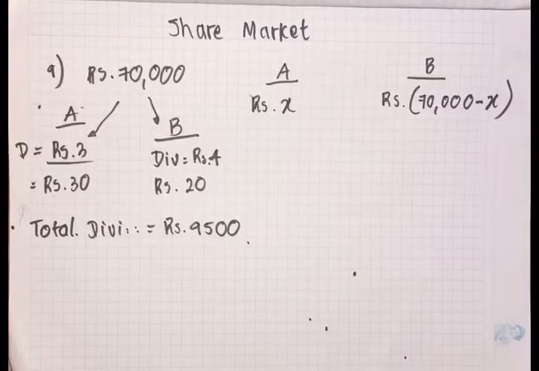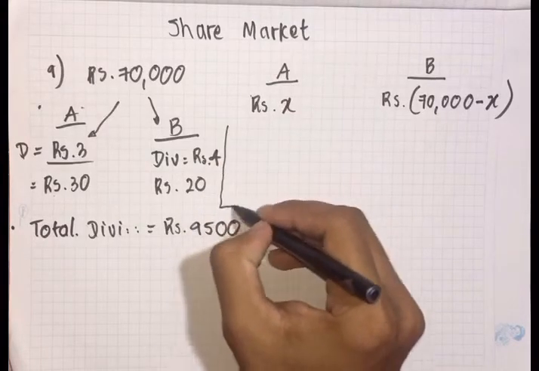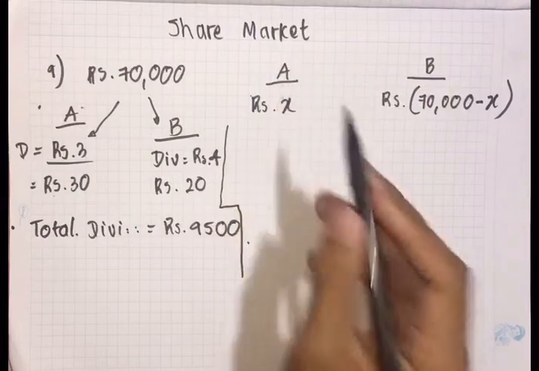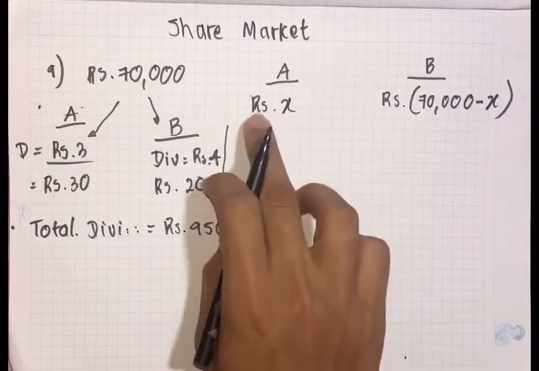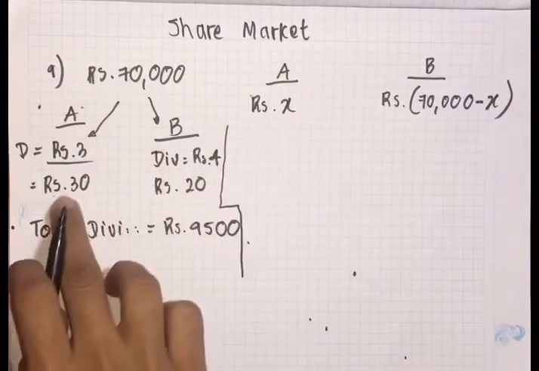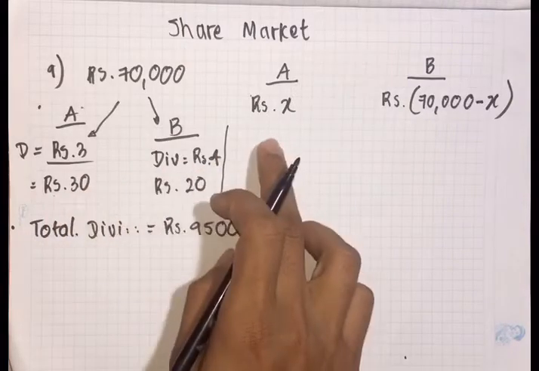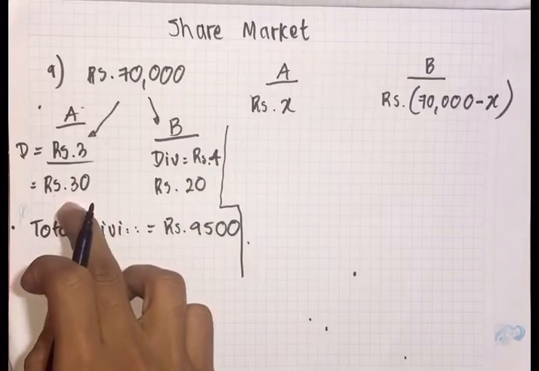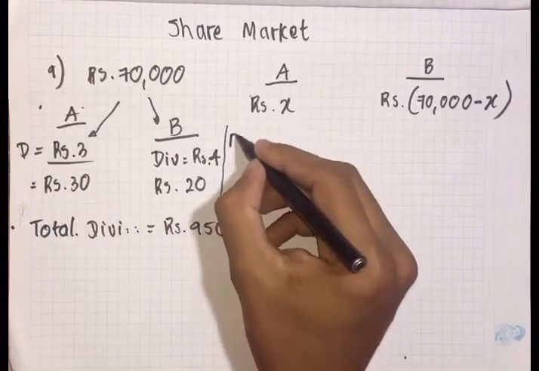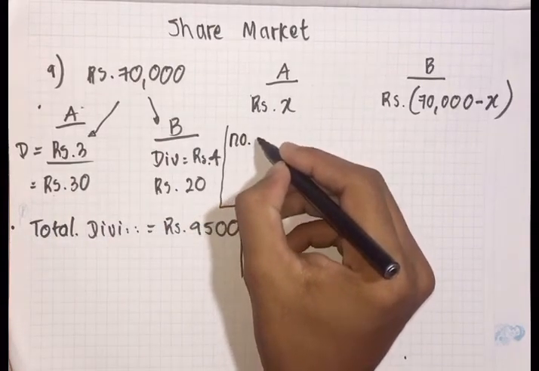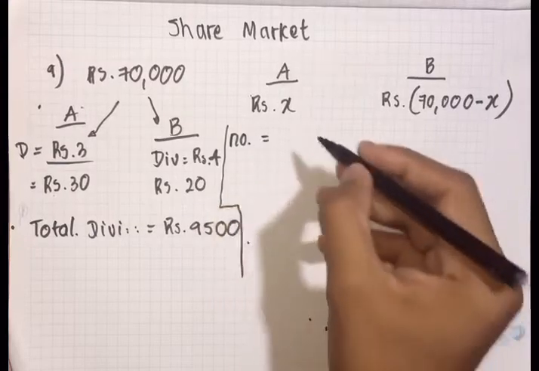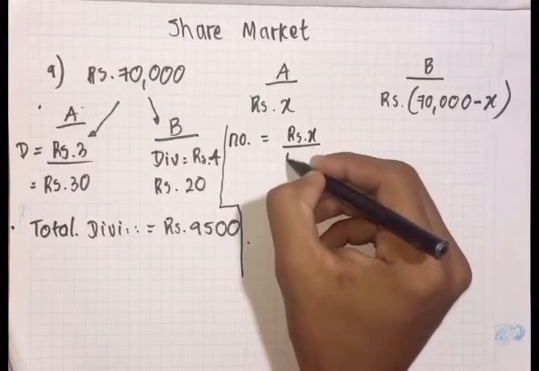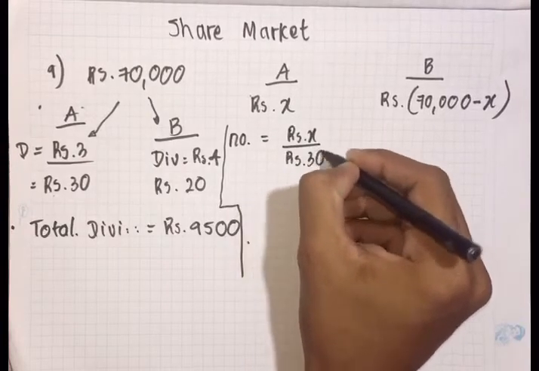That's easy, right? Now you have to find how many shares he is buying in company A. Now you know the amount he invested, and you also know the value of a share. You can find the number of shares. This is the total money, and you have to divide by the value of one share. So number of shares: you have to divide X by 30. That is the price of one share.